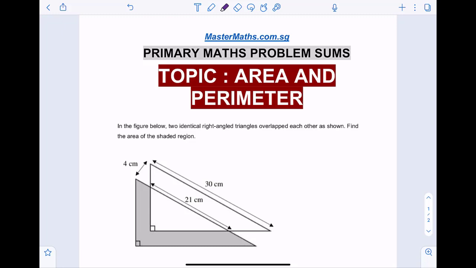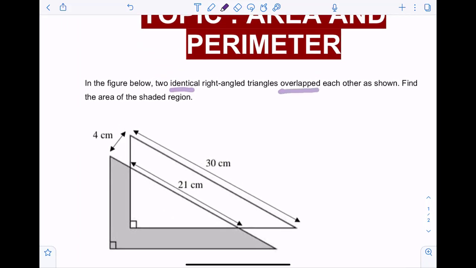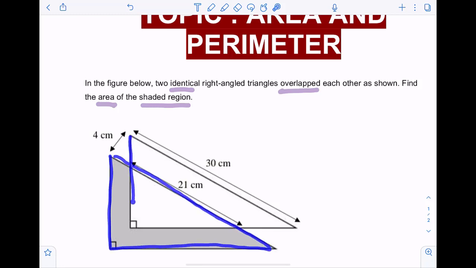In the figure below, two identical right-angled triangles overlapped each other as shown. Find the area of the shaded region. Now, the first and foremost important item here is that the two triangles are exactly the same. Alright, there's nothing different about it.